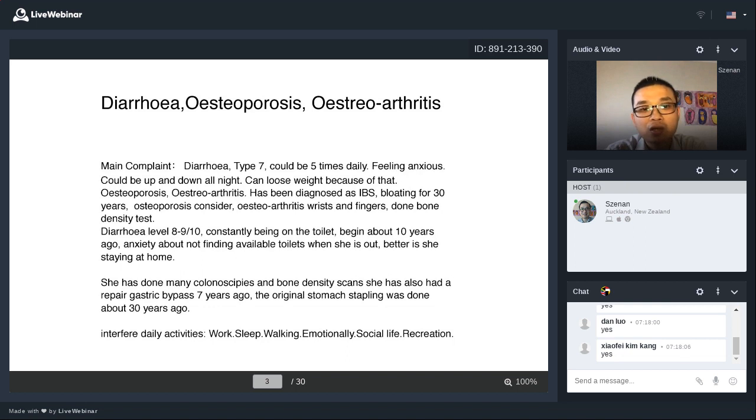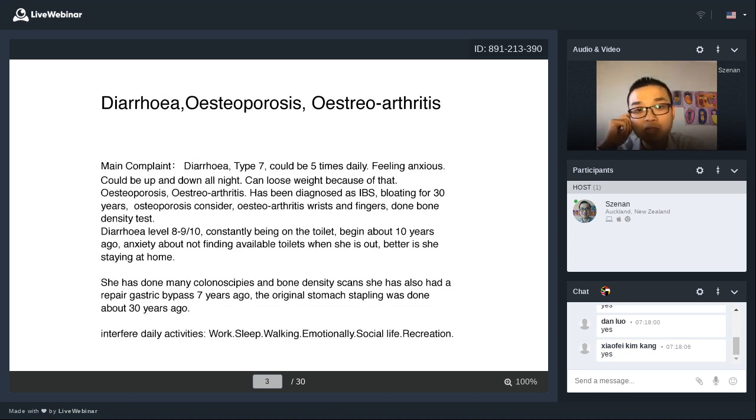Osteoporosis, osteoarthritis. So this is on top of the diarrhea that she suffers from. She has been diagnosed with IBS as well. So IBS, bloating, and IBS, irritable bowel syndrome.